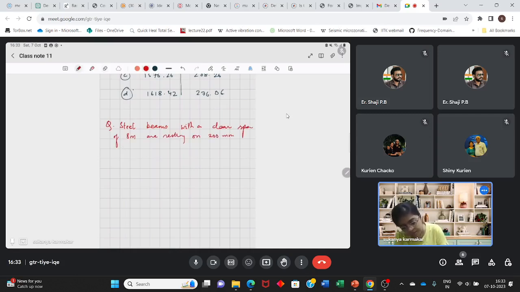Why is this particular data given? So that you can find out the effective span of the steel beams, which will be the clear span plus half of the width of the bearing from both sides. So basically, the effective span will be 8 meters plus 0.1 meter from the left hand side and 0.1 meter from the right side. 8.2 meters is the effective span of the steel beam.